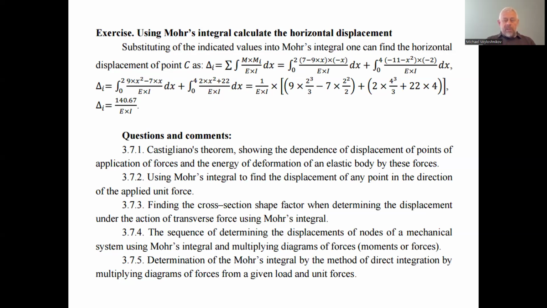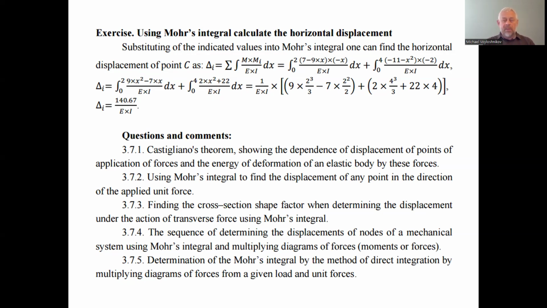And sometimes we use the displacement under action of the shearing forces. This is for the mechanical systems in which y is comparable with the length, if we consider the flat state of the loading of the mechanical system. 3.7.3, finding the cross-section shape factor when determining the displacement under action of transverse force using Mohr integral.